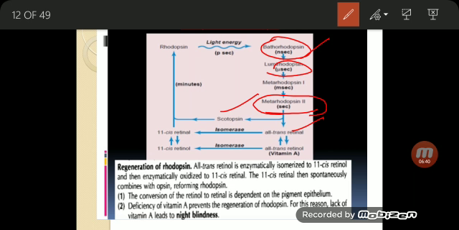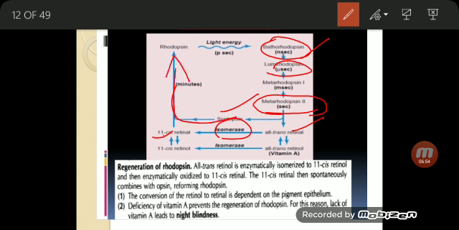The resynthesis of rhodopsin takes place in such a way that the all-trans retinol, with the help of the enzyme isomerase, is converted into 11-cis retinol. This 11-cis retinol combines with scotopsin and forms the rhodopsin pigment. Okay, this is it. And now moving on to the proper phototransduction cascade.